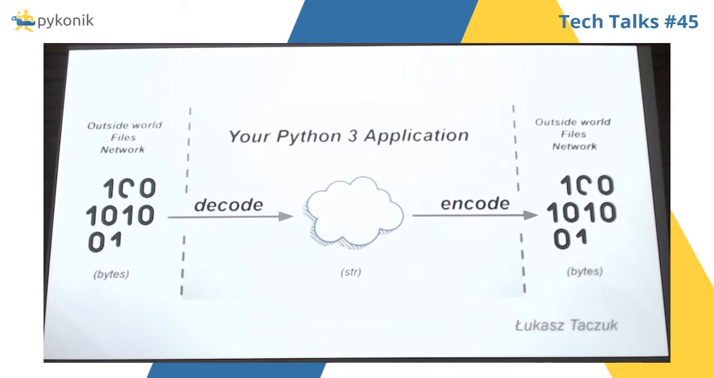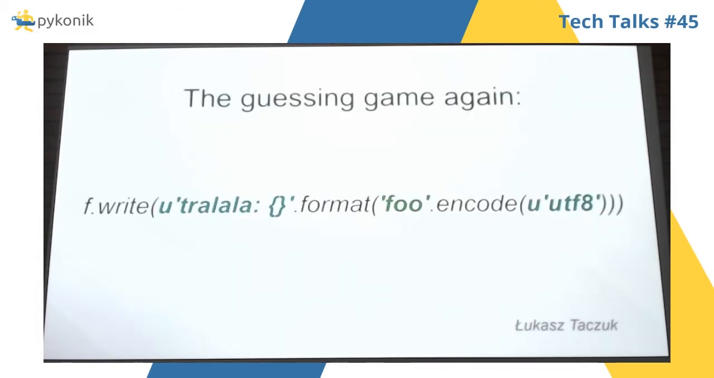So then you decode early. In your Python application, you deal only with Unicode data, unless, of course, you're dealing with bytes because you're making operations on bytes, but that's another story. And when you want to put the data to the outside world, you encode it, but as late as possible. So doing this will ensure that you will not have issues with Unicode, or will at least minimize them.